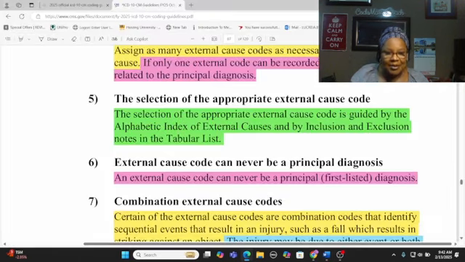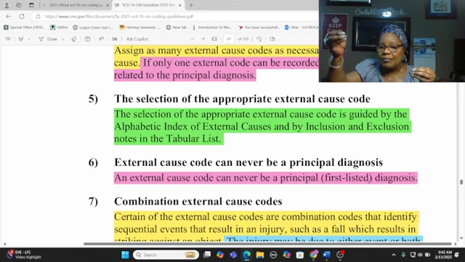6. External cause codes can never be a principal diagnosis. Let's go to 6. An external cause code can never be a principal or first listed diagnosis. They're just making sure you understand that. That is not the reason for the admission. So it cannot be the principal diagnoses. Keep that in mind.